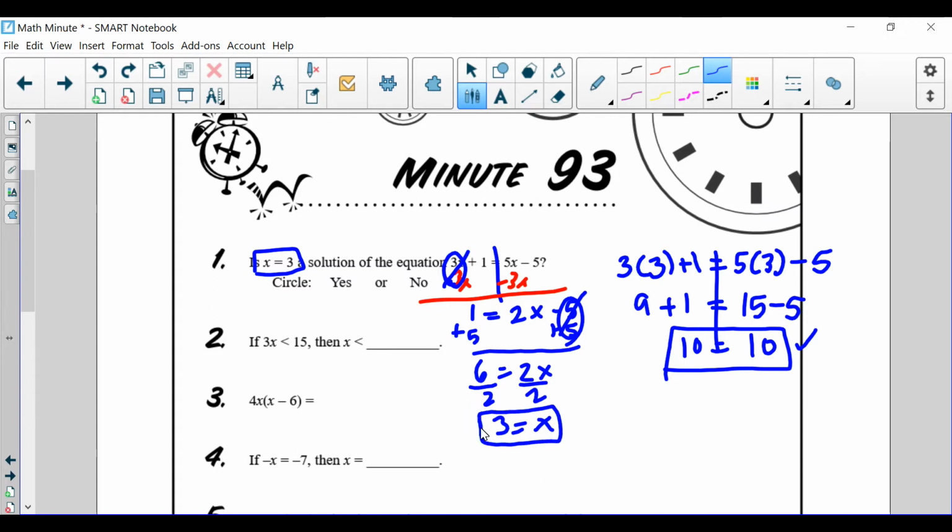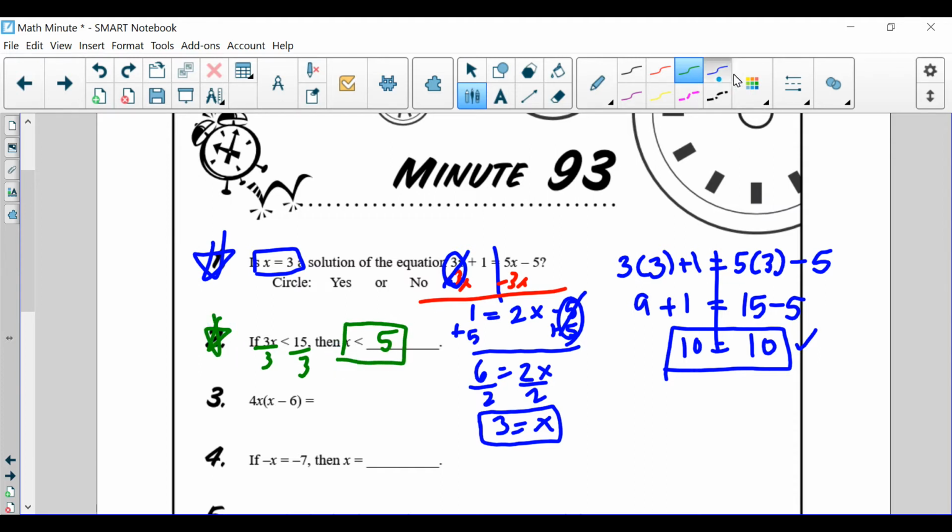Alright, next one. We're going to go over number 2. Number 2 says 3x is less than 15. Well, that means we're just going to divide by 3, which means x is less than 5.